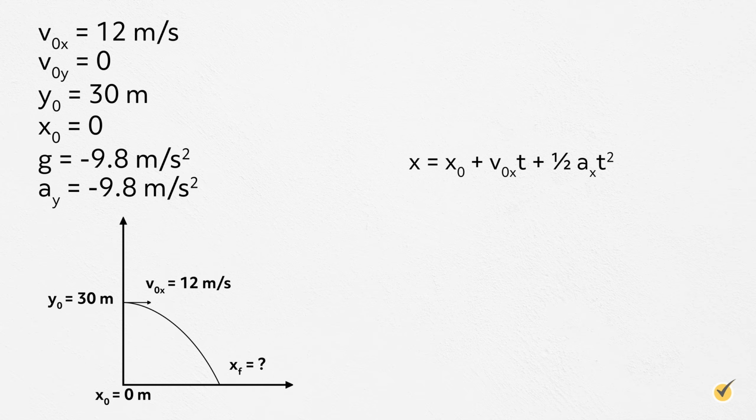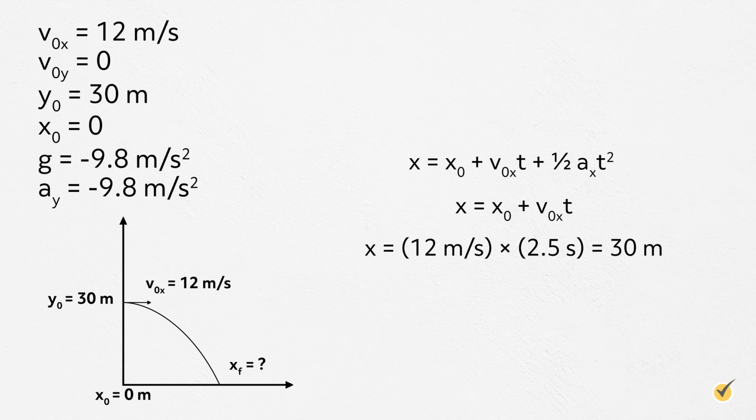But we said x0 equals 0 as well. So plugging in what we know, we get x equals 12 meters per second times 2.5 seconds equals 30 meters. The ball lands about 30 meters away from the cliff.